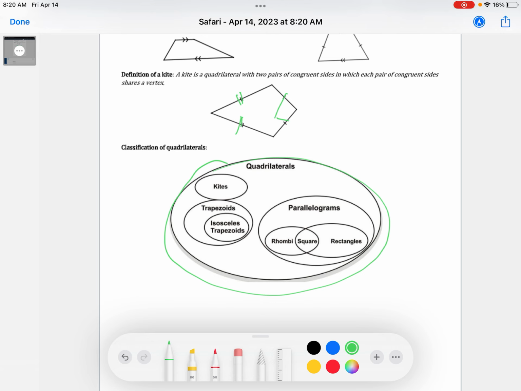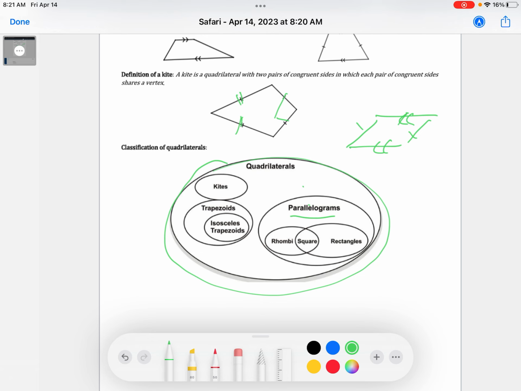Now, some of them are parallelograms. And within parallelograms, you have rhombuses and rectangles, and squares are both rhombuses and rectangles and parallelograms. So one way of looking at this is, if you want to figure out what properties something has, you can look in these different layers of circles. So remember, a parallelogram is a figure with 2 sets of parallel sides.